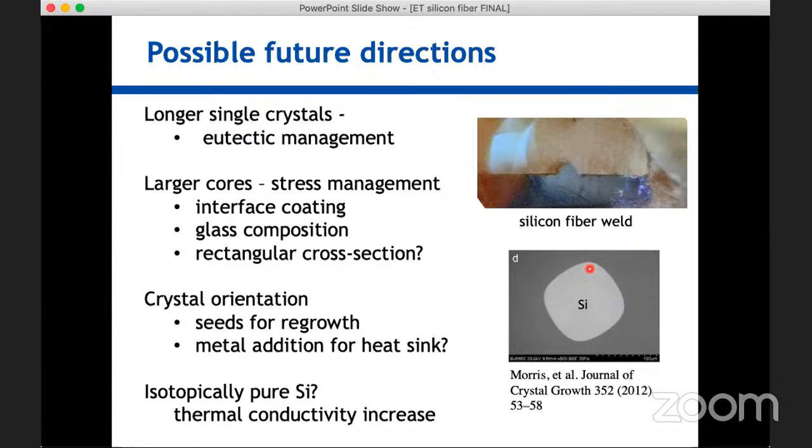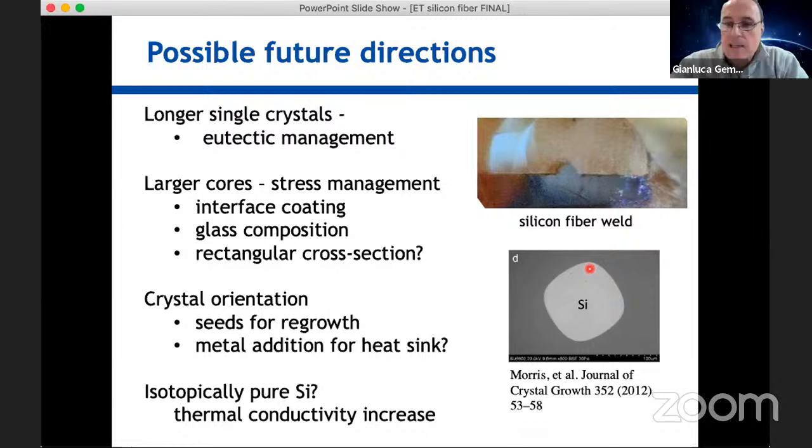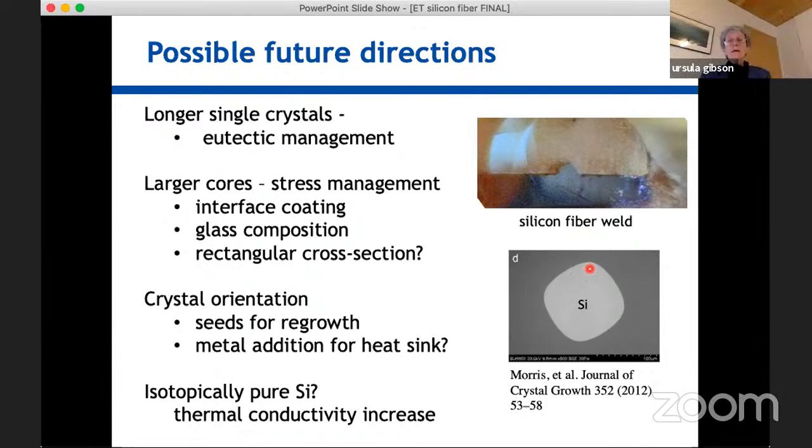Thank you. I'll read one last question from Stuart. Is there an expected limit in the purity of silicon fibers compared to bulk silicon? In the purity. Yes, there's an expected limitation.